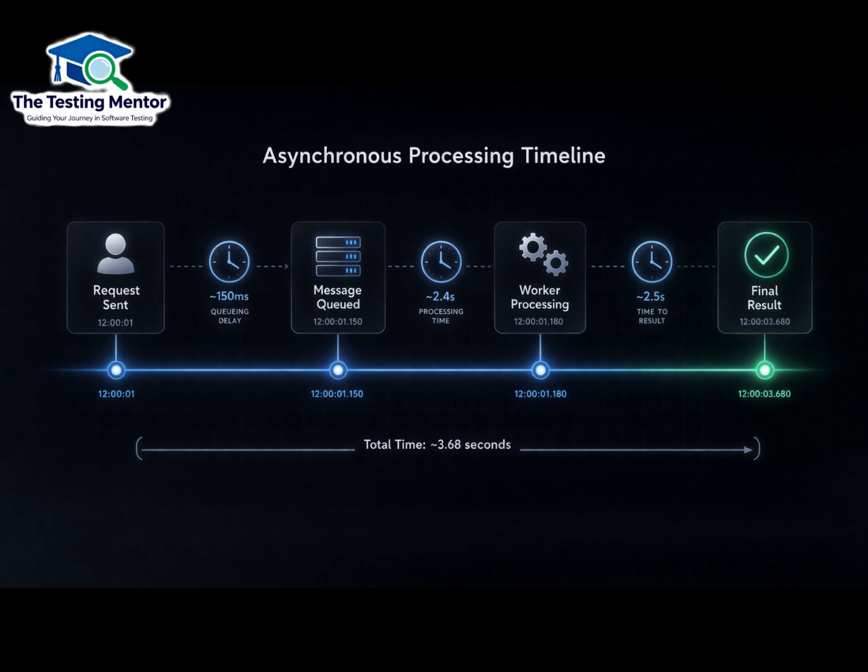The biggest challenge with async systems is timing. The result does not appear immediately. Problems testers face are jobs processing slowly, intermittent delays, race conditions, and flaky tests. If tests rely on fixed waits, they become unstable.